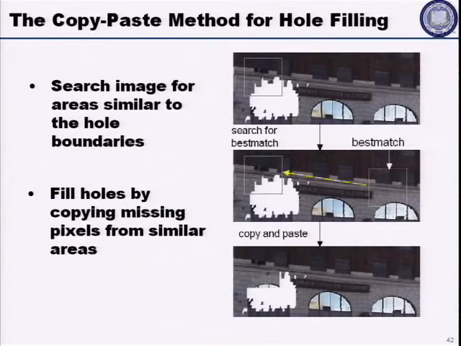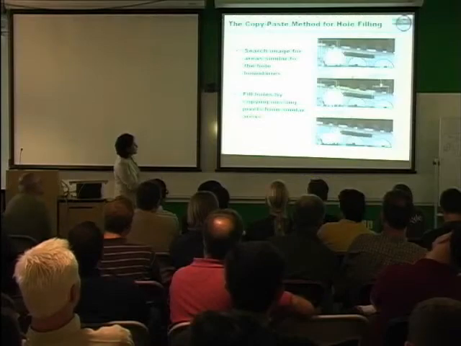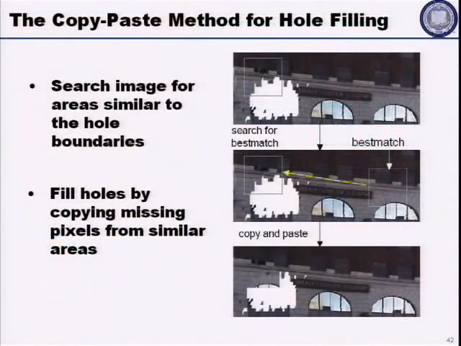So you're missing a region here, you get a window, you go around this, and you compare that with other parts of the image, and see, these bricks are kind of a clue as to finding out what ideally you should put here. So you do a search around this region, do copy and paste, and you gradually start building in those missing parts. No, it's not supervised.